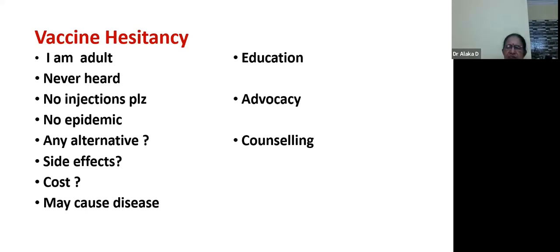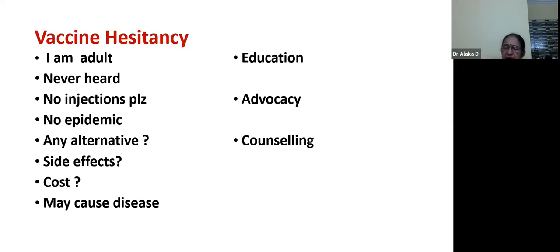And now a lot of programs are coming which are extending healthcare to the people free of cost. So when you are giving vaccines in your practice, they will ask you what the cost will be, and whether it will cause a disease. This is a great myth that our community has, that by taking a vaccine, the vaccine may cause a disease. And therefore what they need is education, advocacy, and counseling.